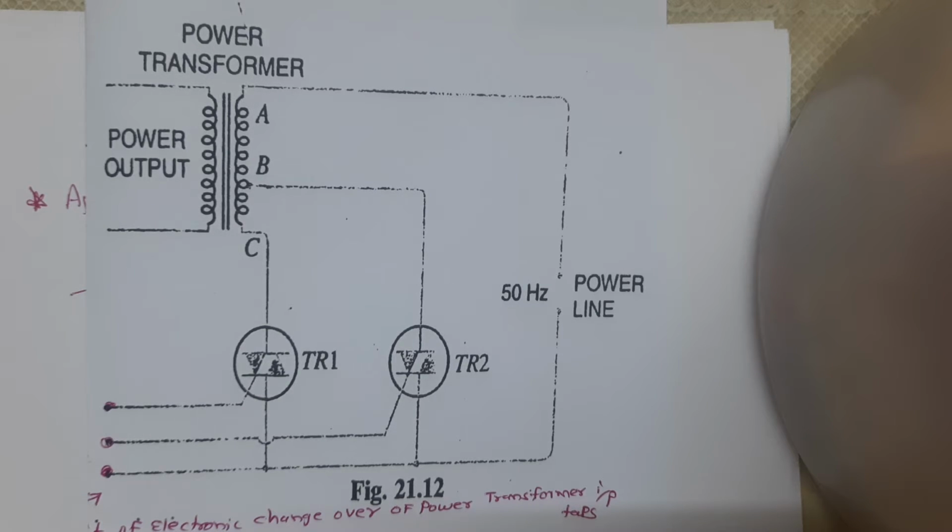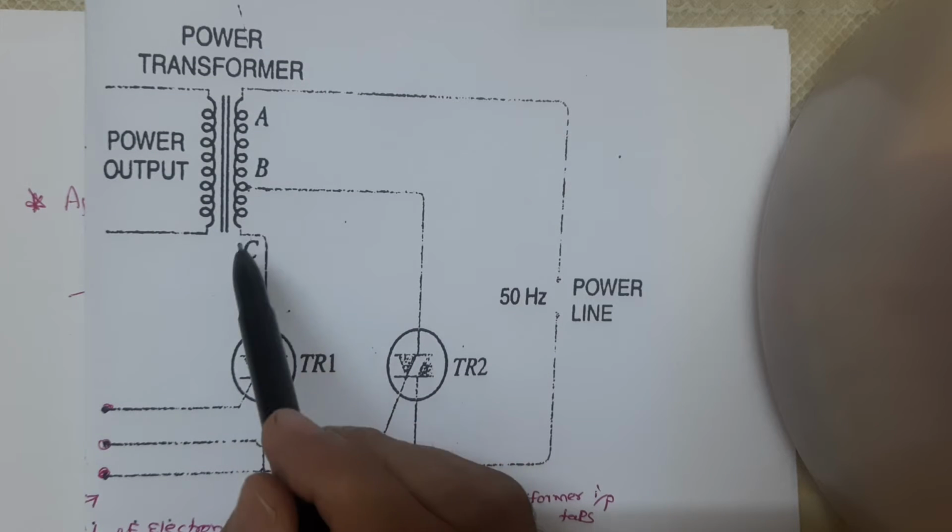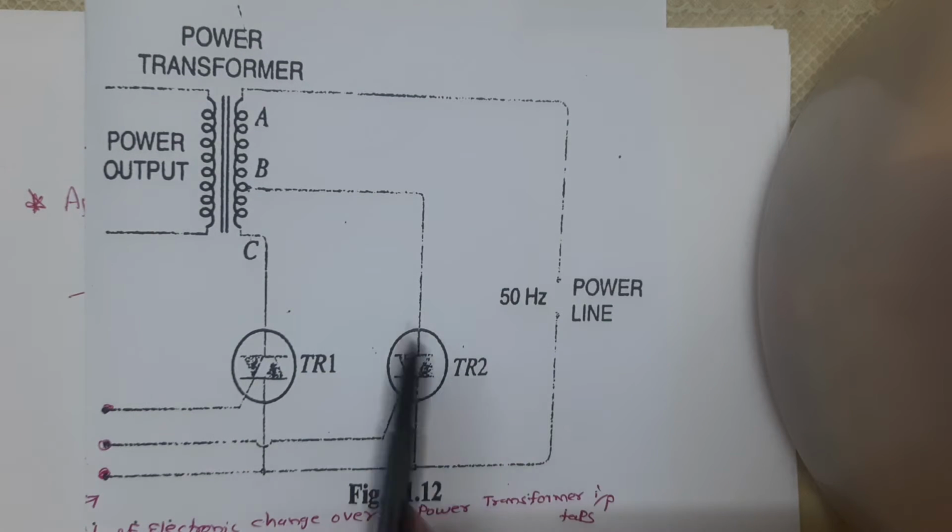The gate control signals are so controlled that both the triacs are never switched on at a time. This avoids a dangerous short circuit on the section BC of the primary. In this way, this circuit works.